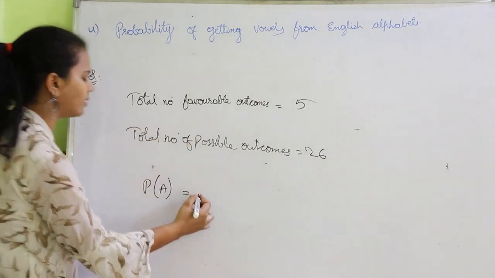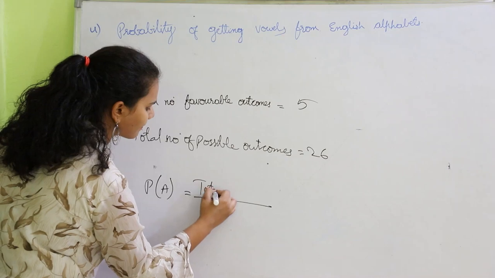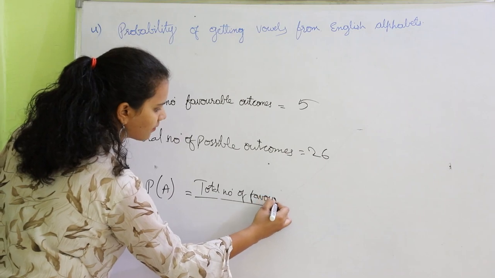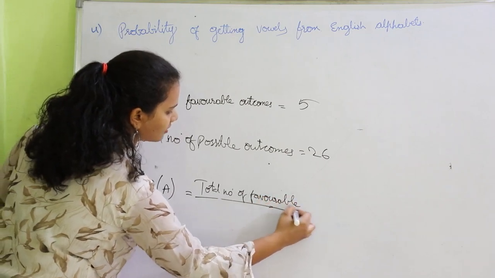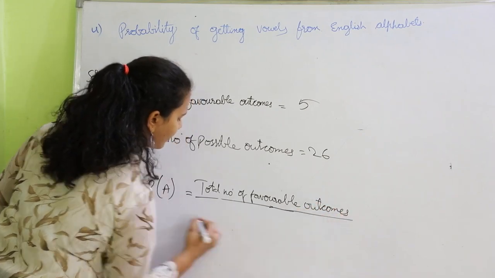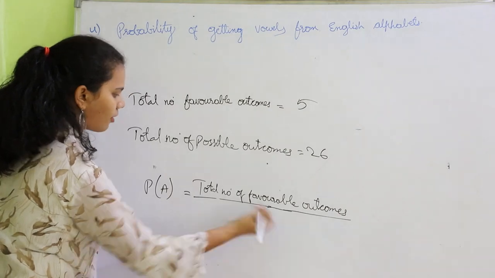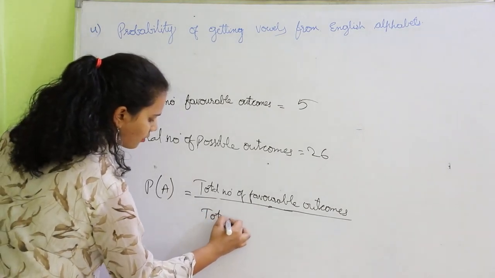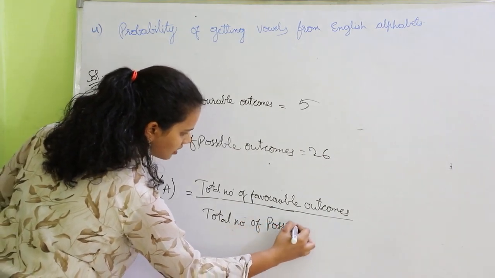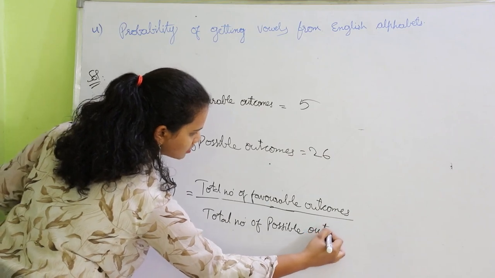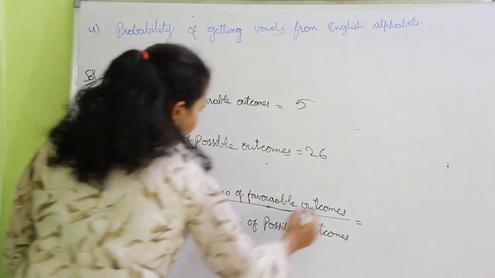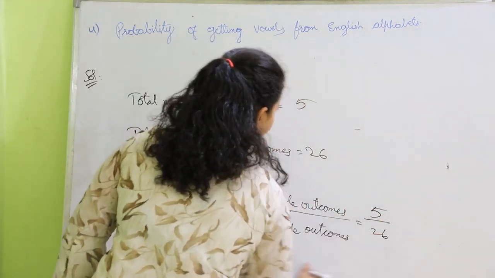Then the total number of favorable outcomes by the total number of possible outcomes. You have 5 favorable outcomes, so 5 by 26.